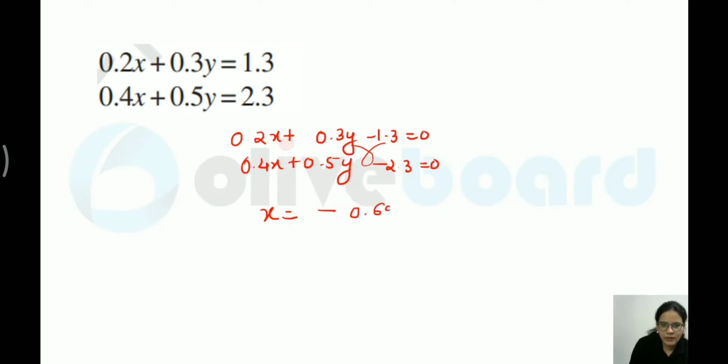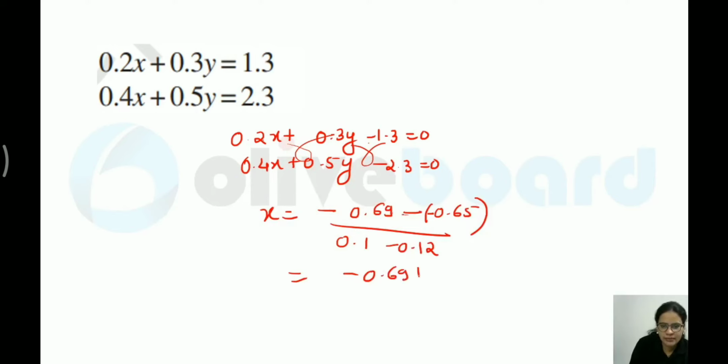0.69. Right, 0.69 minus this value would be 0.65. Minus of minus, because already minus, and this would also be minus over here, divided by this value. So 5 2s are 10 in this case, so that is 0.1 minus 0.12. So you can check what value you are getting. Minus 0.69 plus 0.65 upon this is nothing but minus 0.02. So this is nothing but 0.04 upon 0.02. So what would be your solution? x would be equal to 2.